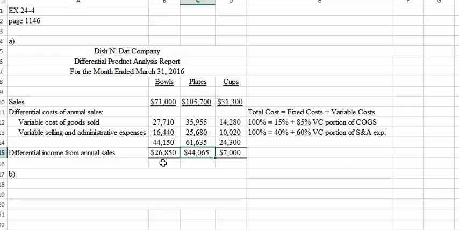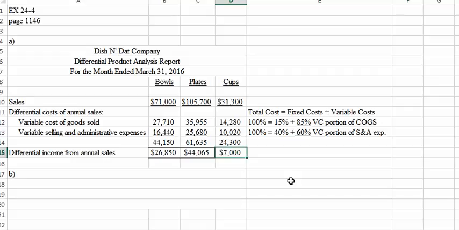How about cups? We're thinking about discontinuing them. It looks like they're losing $2,200. It would be a good thing to do away with them, but not so. They're covering their own variable cost, meaning the sales number is more than variable cost. So they're covering their own variable cost, and they're kicking in $7,000 toward company-wide fixed cost.